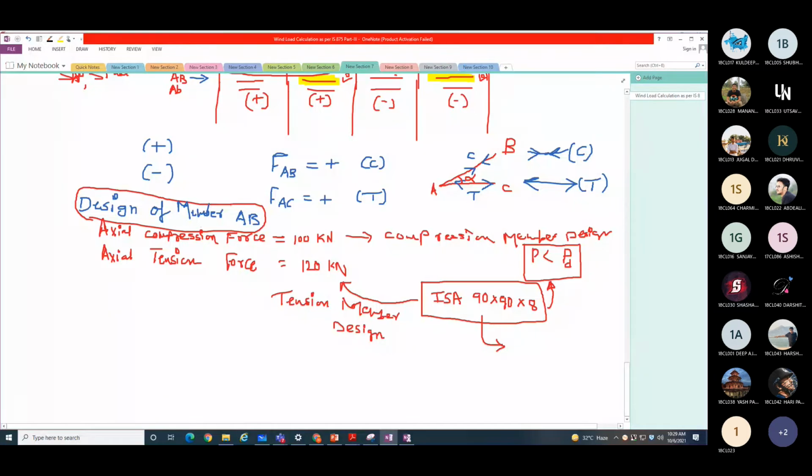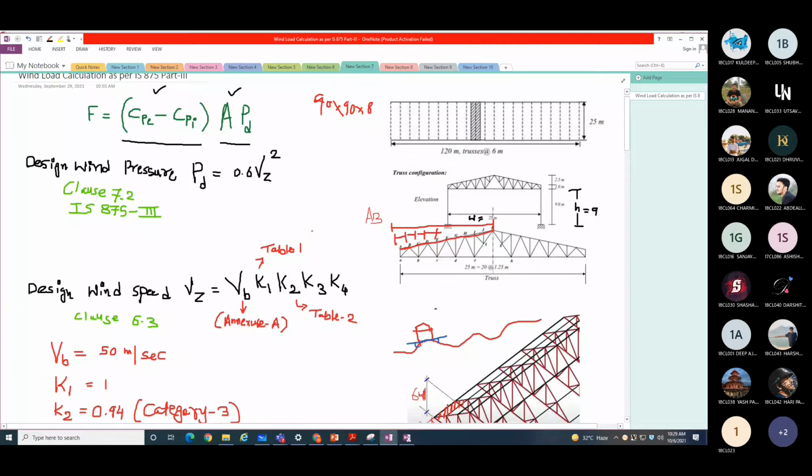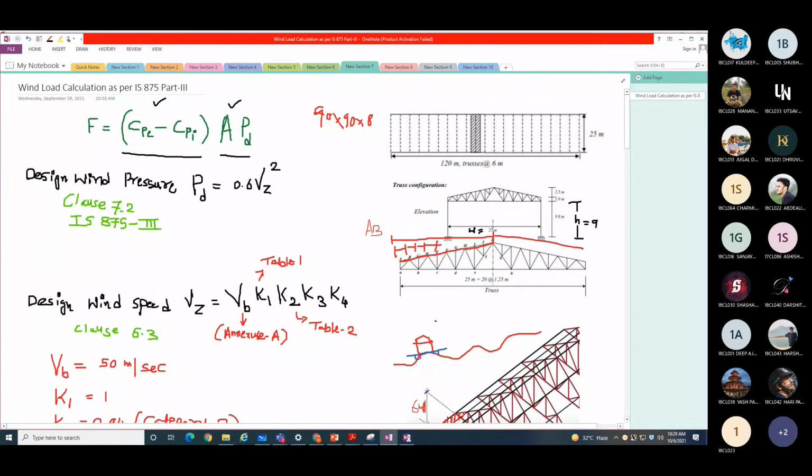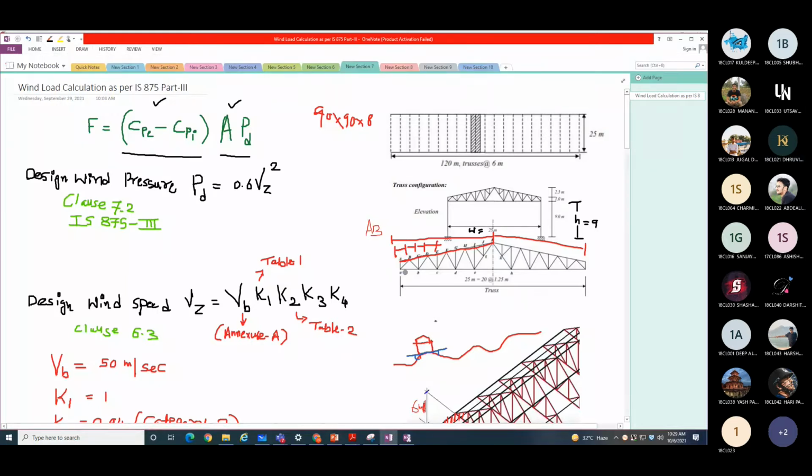So this is done for the design of member AB, meaning the top chord member. You have done the design of this top chord member. Now this top chord member design will give the same design over here also. So your upper member design is done. Clear everyone? Same way, you have to design this bottom chord member.